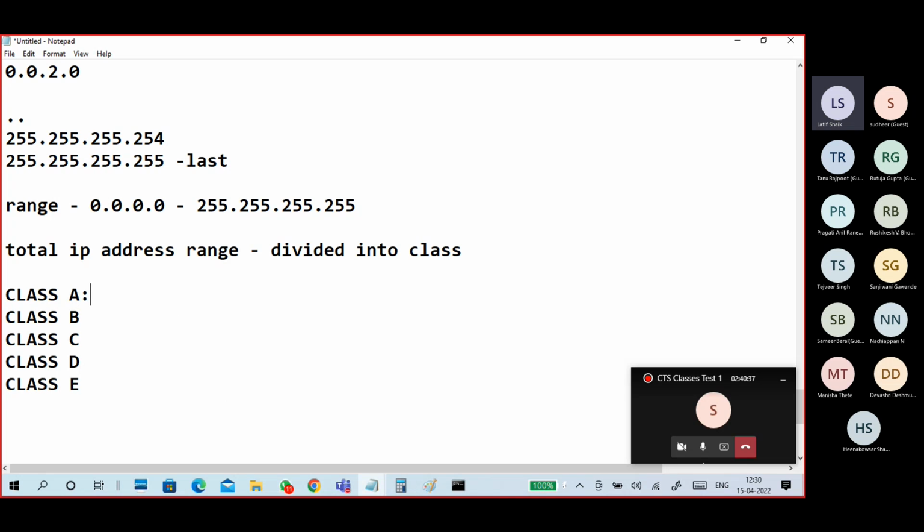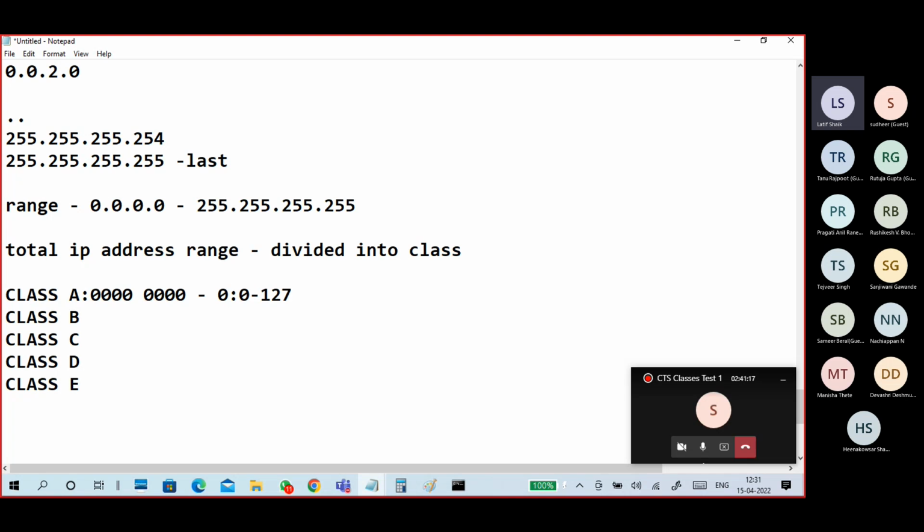Class A range, here it is. In binary, the starting IP address is 0.0.0.0, the first octet. I forgot to put that point, but I will add it after this one. The class A range is 0 to 127. Not 128, sorry, mistake.